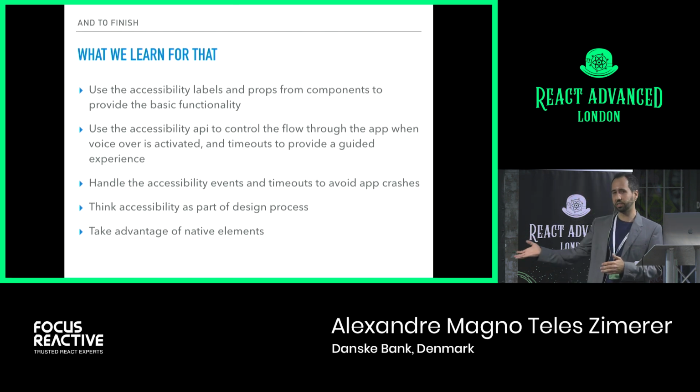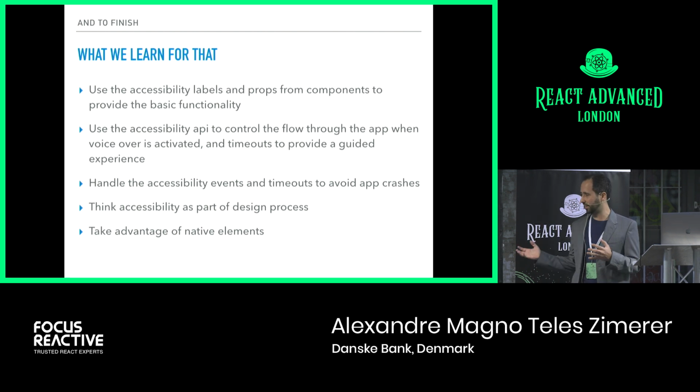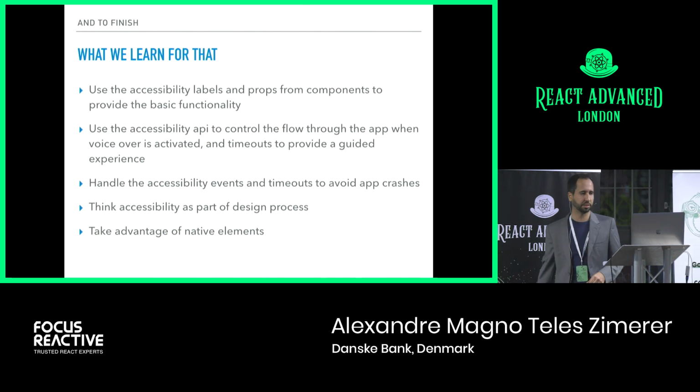And take advantage of native elements. If you have native elements, you can actually get all the things that you need the OS to do for you. You don't have to worry about it. So take advantage of that when you design. It's part of the design process, because if you decide to use native elements, you don't need any extra code to provide accessibility.